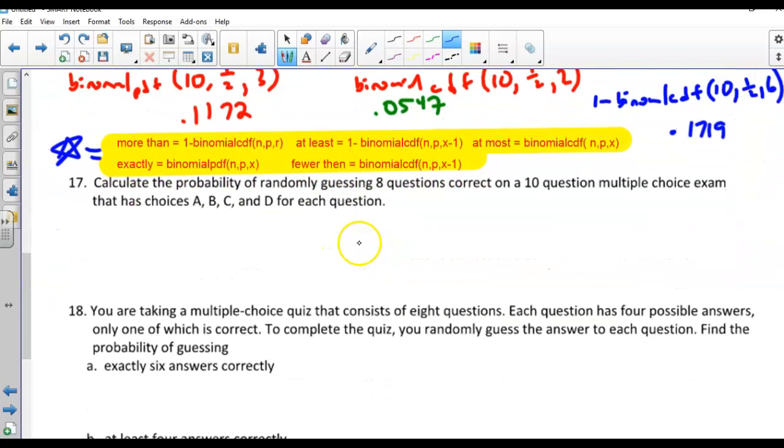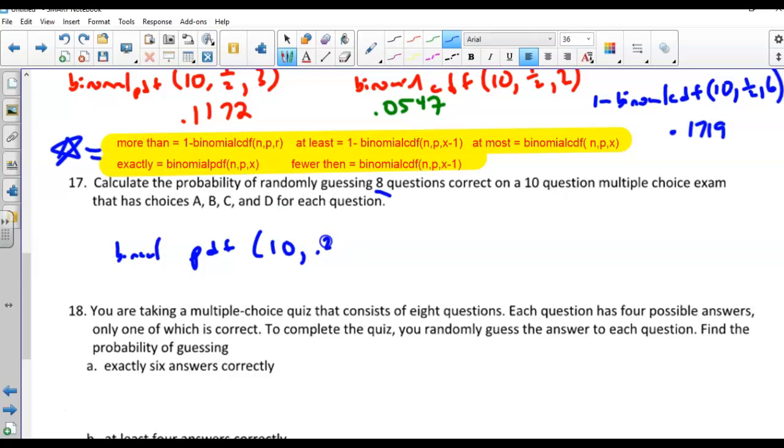Continuing, here's the same type of stuff right here. It says, calculate the probability of randomly guessing 8 questions out of 10 on a multiple choice exam that has A, B, C, or D for each answer. So that's 4 possible answers. So you got to get 1 of the 4 to be correct, right? So randomly guessing 8 out of 10 correct. So this is exactly 8 out of 10. So this is going to be binomial PDF. Of the 10 questions, you got 1/4, or you can say 0.25. And then we want to get exactly 8 right.